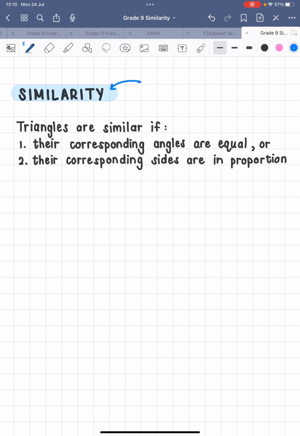So I'm just going to add here next to the heading, same shape, but can be different sizes.